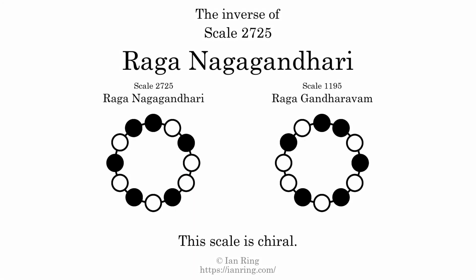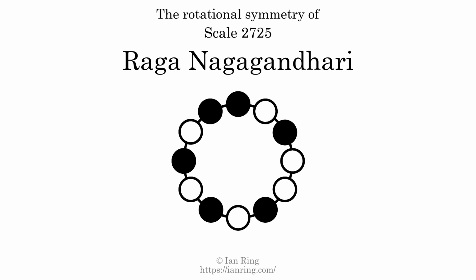The inverse of a scale is a mirror image. It is what you get when the sequence of intervals is reversed. The inverse of this scale is scale 1195, also known as Raga Nagagandhari. This scale is chiral. It cannot transform into its inverse by rotational transformation. This scale has no rotational symmetry.